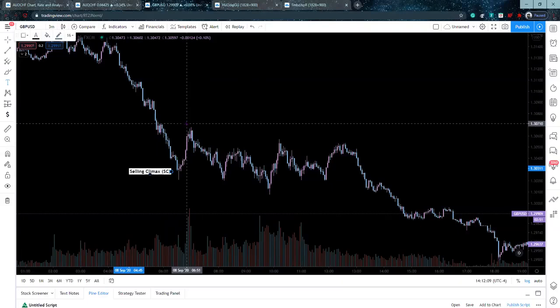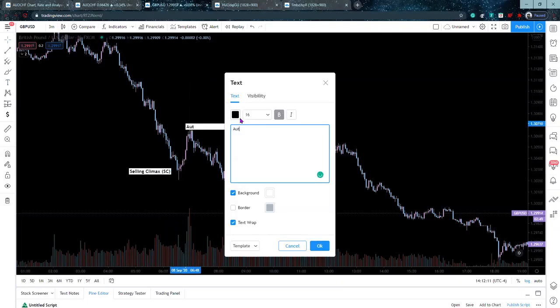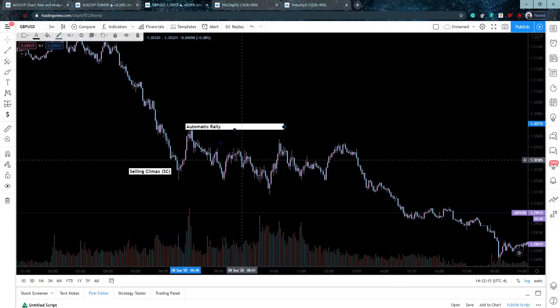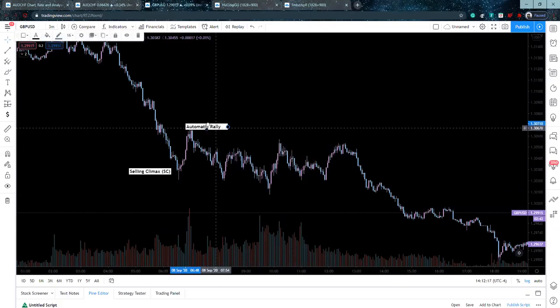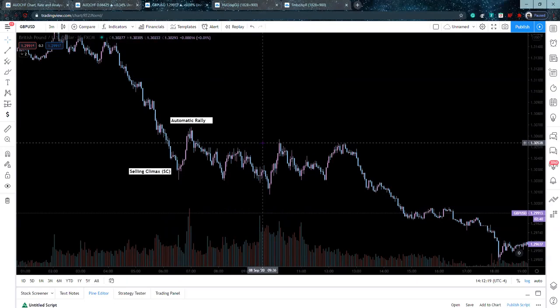Ain't the next one an automatic rally? Automatic rally, perfect. Now the automatic rally happens why? Knowing these phases is fine, but you have to understand the why behind it. So why do you think the automatic rally happens? Something with the banks. Something with the banks, okay. This is to shake off the sellers, scare off the late sellers.